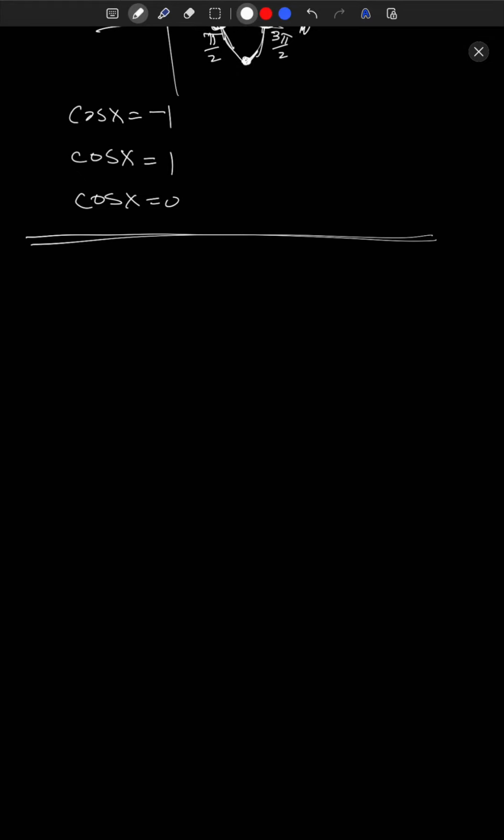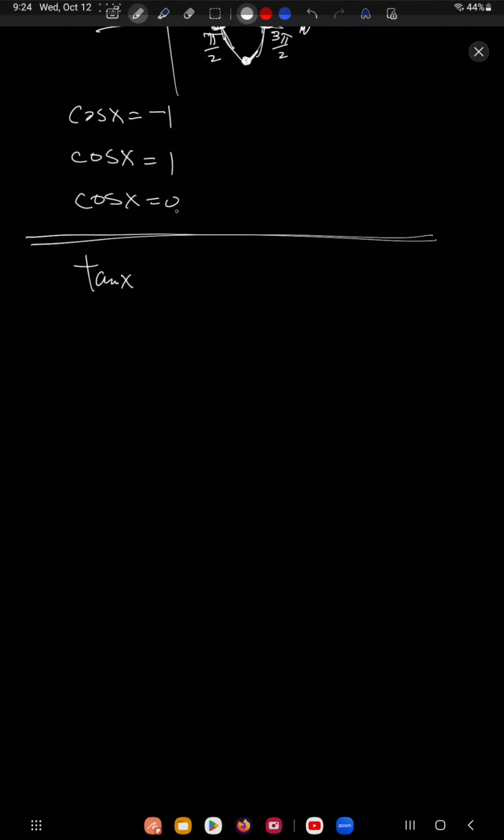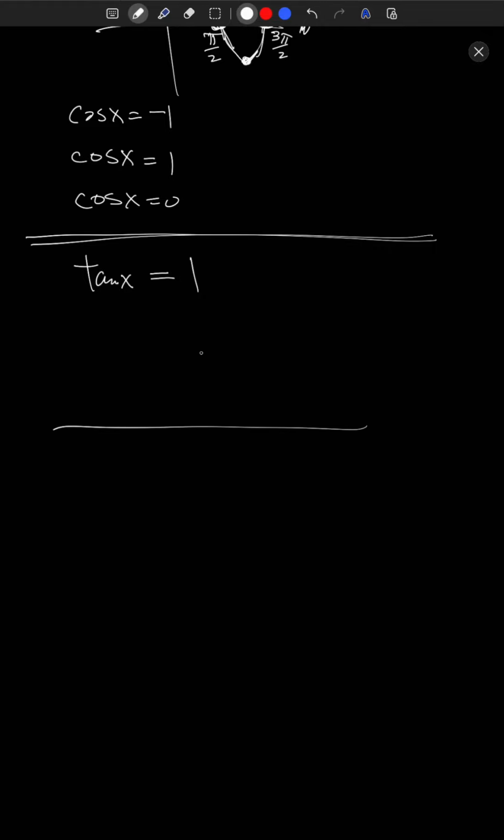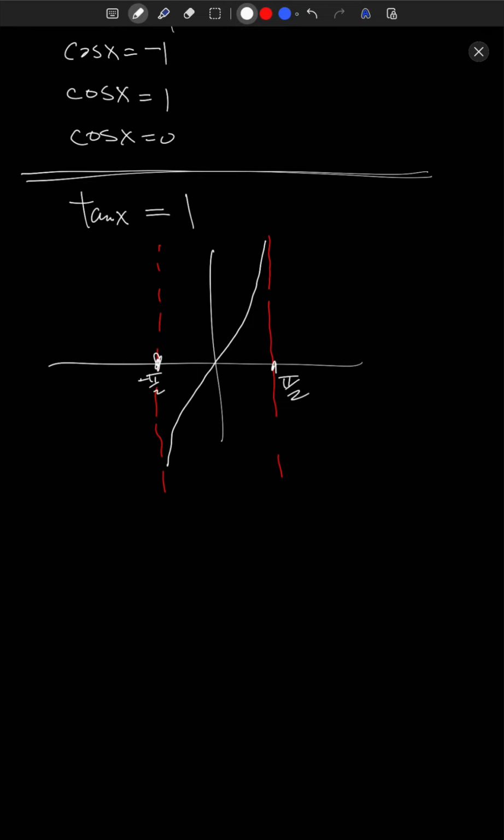Finally, tangent. And after all this work, luckily for us, tangent is easy. Let's say I want to solve tangent x equals 1. Tangent x is easy because tangent doesn't have all these humps, right? Tangent looks like this, between minus pi over 2 and pi over 2. There's only ever one solution, right? So for tangent x equals 1, I know that sine and cosine are the same at pi over 4. They're both root 2 over 2.